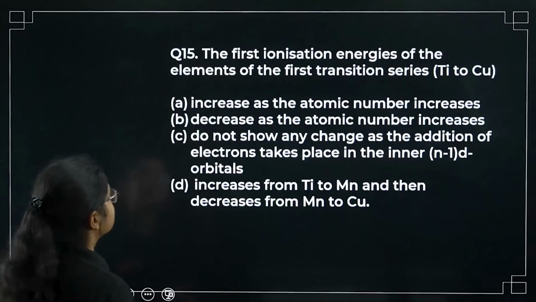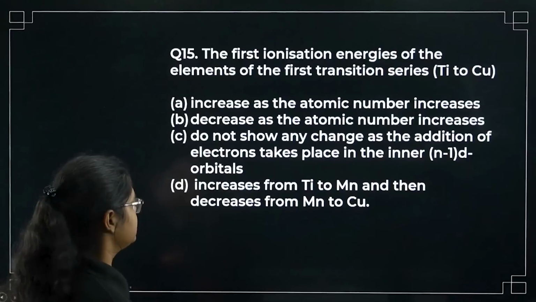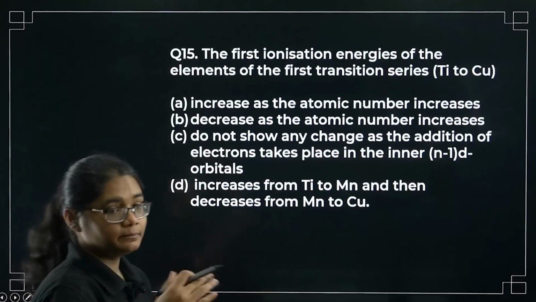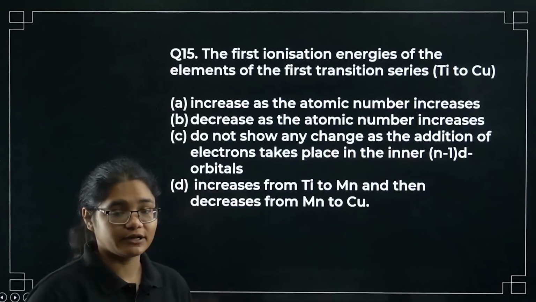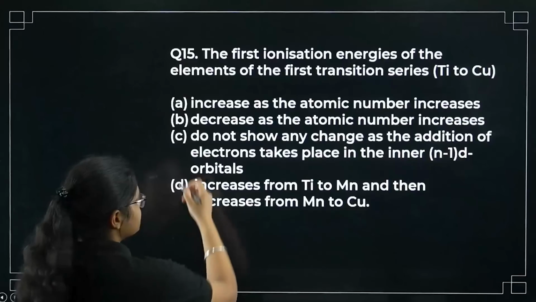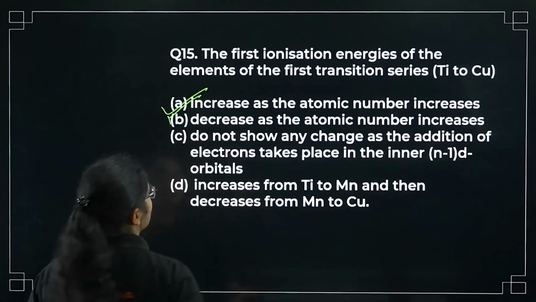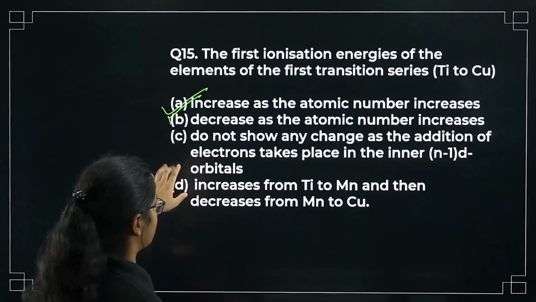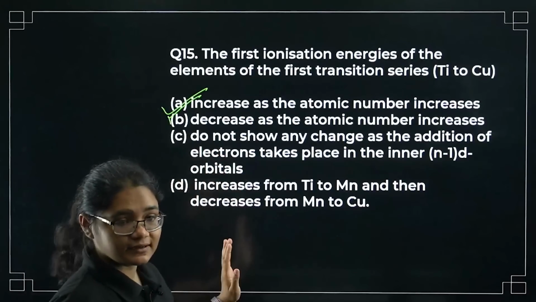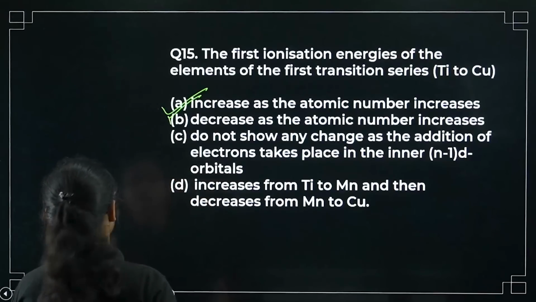Okay, next, the first ionization energy of the elements of the first transition series. As we move along the period from titanium to copper, the effective nuclear charge increases, so the ionization energy increases with the increase in atomic number, so option number A. It does not decrease, nor show any change, and it does not first increase and then decrease, that is in other properties, but ionization enthalpy increases along the period.